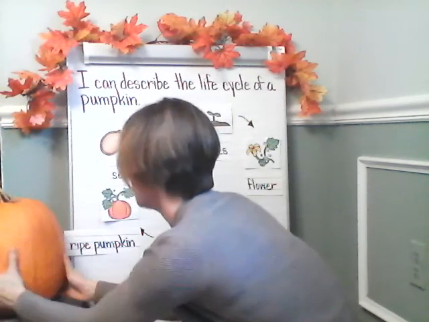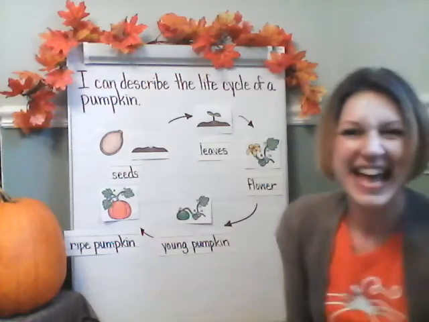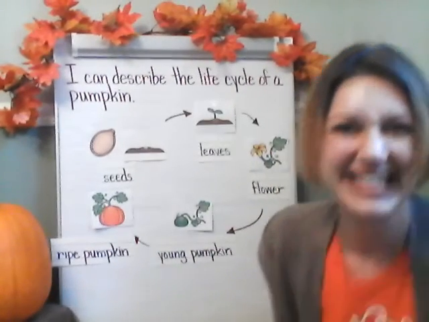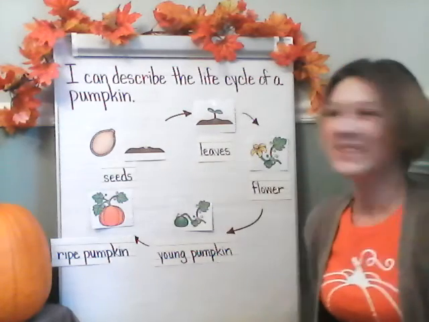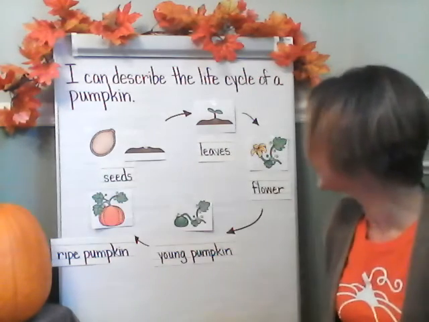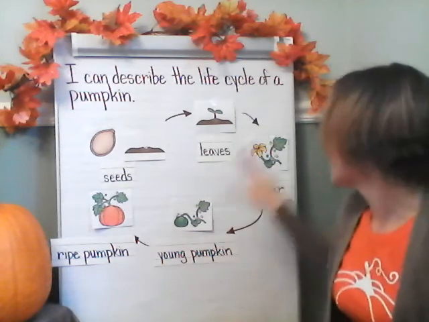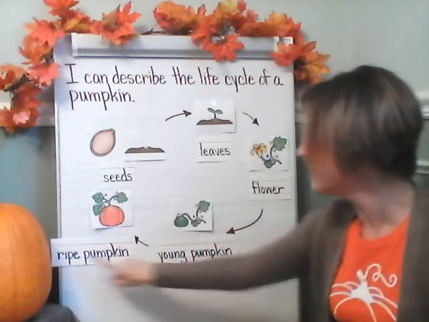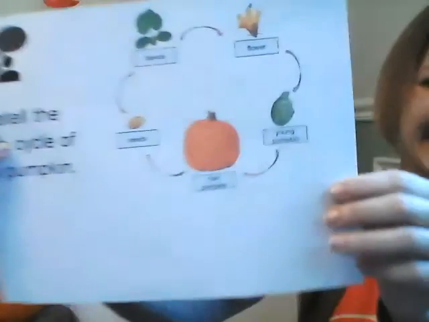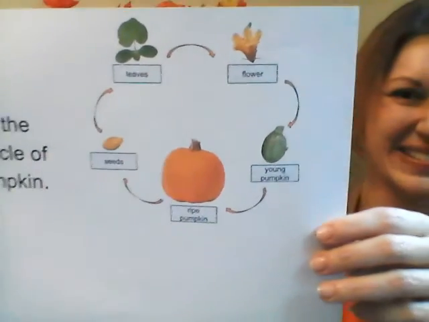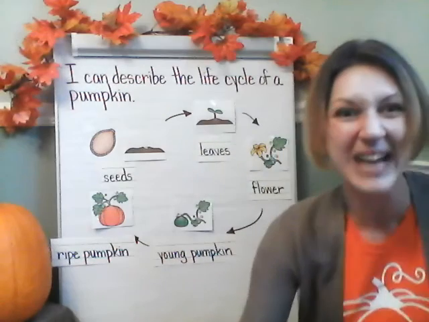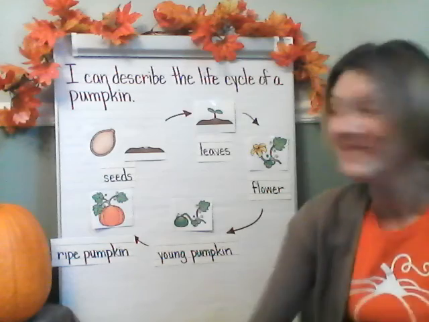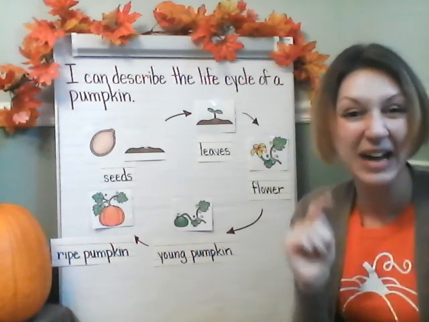All right, so boys and girls, let's look back at this together. Ready? I can describe the life cycle of a pumpkin. And remember, it was first a seed, and then leaves, then the flower, a young pumpkin, and then a ripe pumpkin. So, we did the life cycle of a pumpkin. Great job, boys and girls. Do you remember what happens on the life cycle of a pumpkin? Look back. What can you remember?